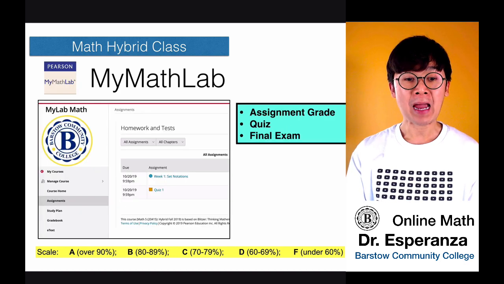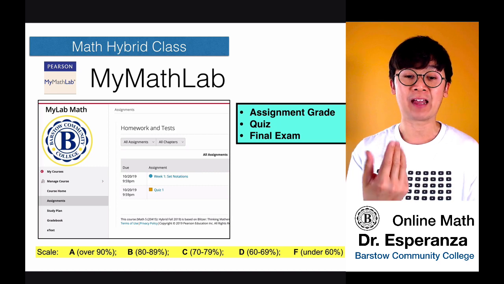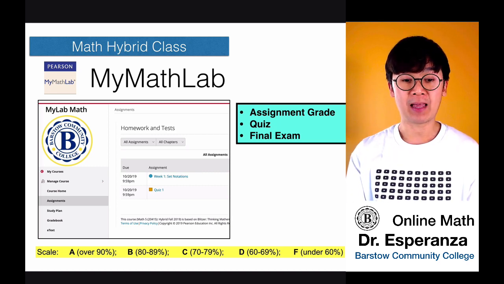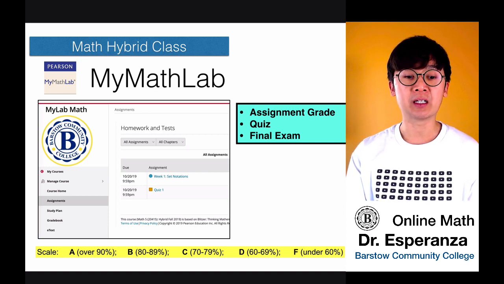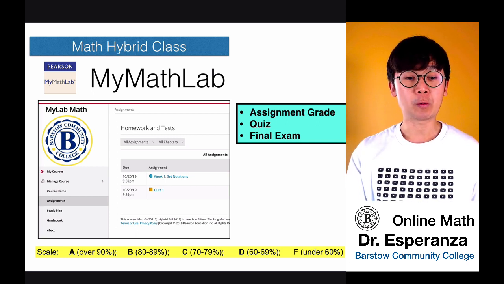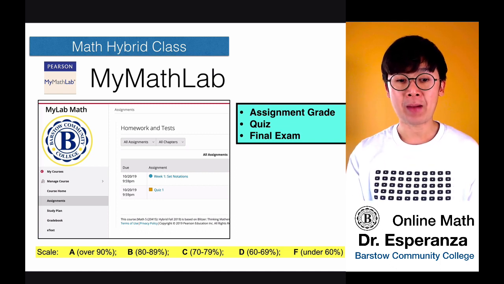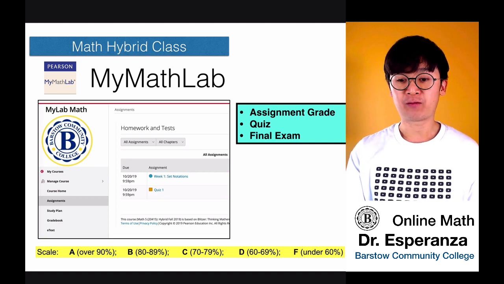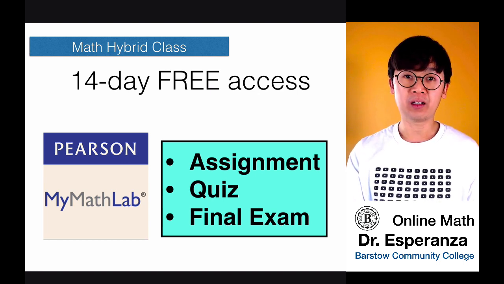And for our MyMathLab, you will be given the assignment task and the quiz and your final exam under MyMathLab. So make sure to purchase this after 14 days of using it, because on the 14th day it's not going to work anymore. So to avoid not being able to turn in your work on time, make sure that you purchase your MyMathLab access after the 14-day trial. So you have 14 days or 2 weeks to be able to access all our assignments and quizzes online.